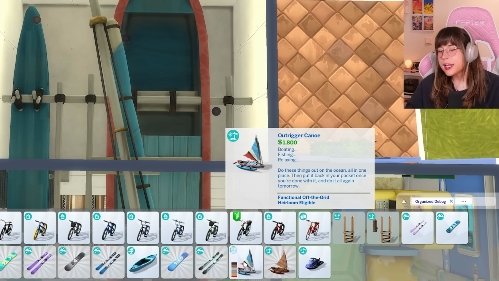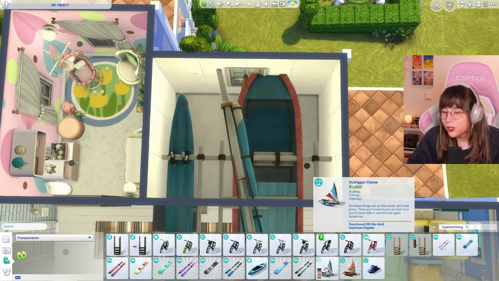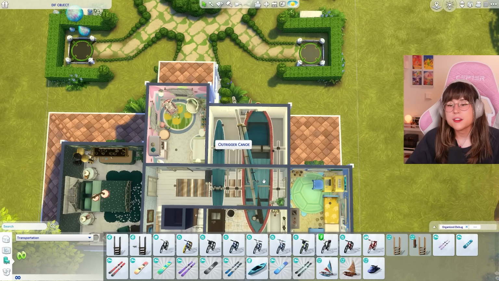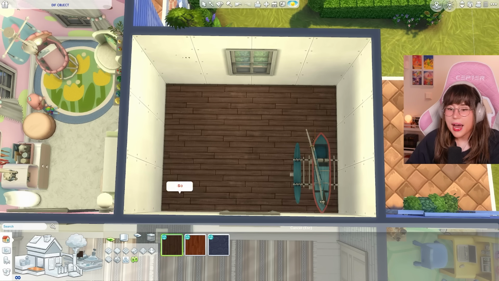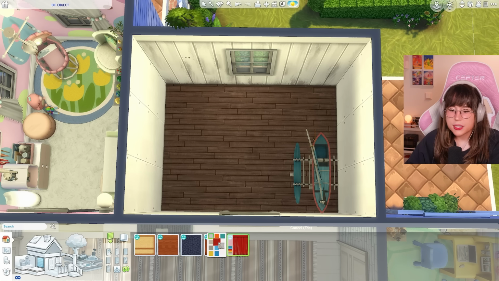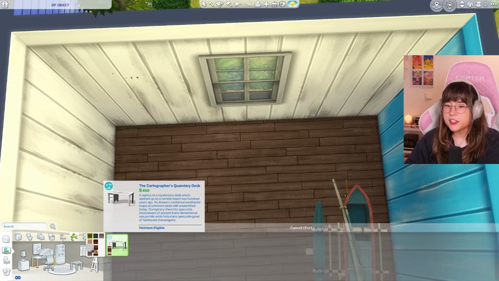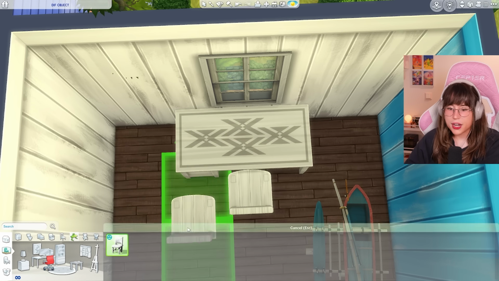The outrigger canoe. It's bigger than the room. No, absolutely not. I am so done with this. I don't want to be here anymore. This is just absolutely not happening to me right now. I refuse to believe it.